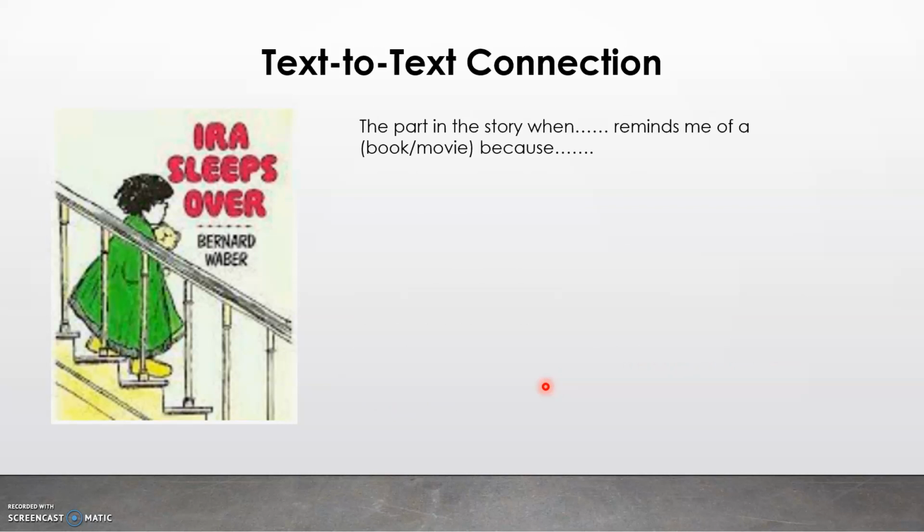Text to text connection. These are some prompts to help you. And remember, a text can be a digital text, meaning a movie or a YouTube clip or an ad on TV or a TV show. So, the part in the story when, and you choose the part in the story that you connect to, reminds me of a book or movie or digital text because, and you tell me why.